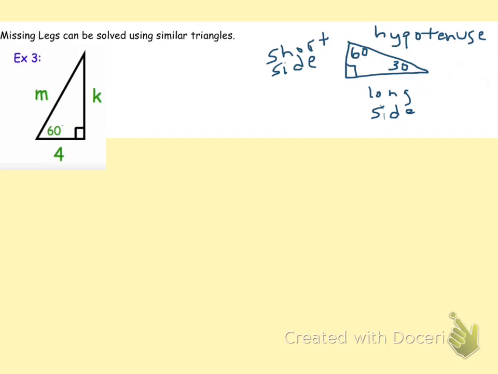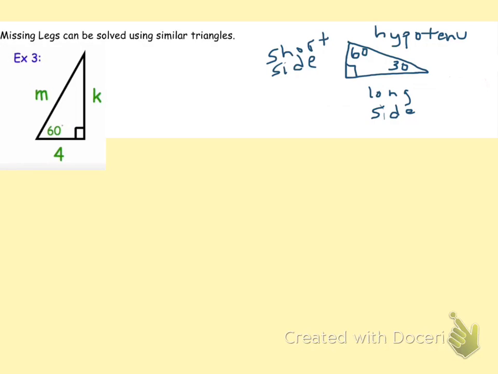In a 30, 60, 90 triangle, the shortest side is always across from the 30-degree angle. The longest side is always across from the 60-degree angle. Now, of course, we know the hypotenuse is actually the longest side, but when it comes to the legs, we have the short side across from 30 and the long side across from the 60 degrees. And then we also have the hypotenuse across from the 90-degree angle.